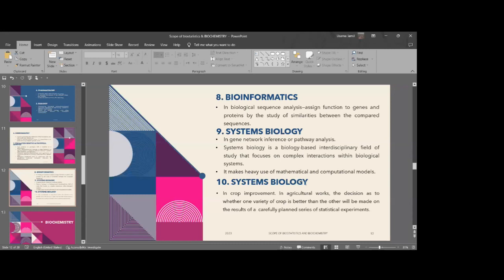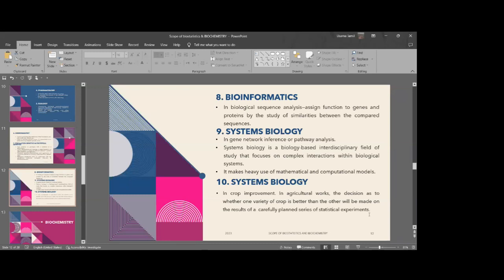So in the next, probably the heading should be agriculture. It is by mistake. In the improvement of agriculture, the decision as to whether one variety of crop is better than the other will be made on the results of a carefully planned series of statistical experiments. So in agriculture we also deploy statistics, because with the need for grain and an increasing population, we want to grow better crops with better yield and more money.